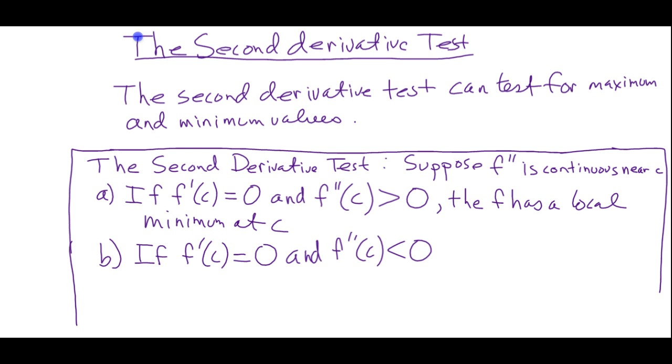If f prime at c is equal to 0, so if we have a critical number, and the second derivative is less than 0, it says that it's concave down, which means that we have a maximum. That should say then f has a local maximum at c.